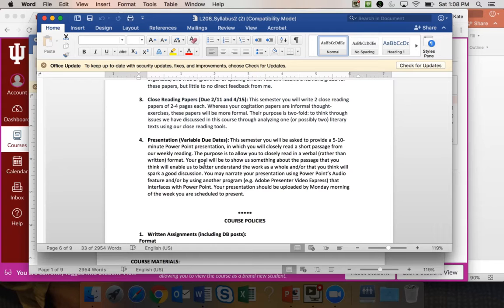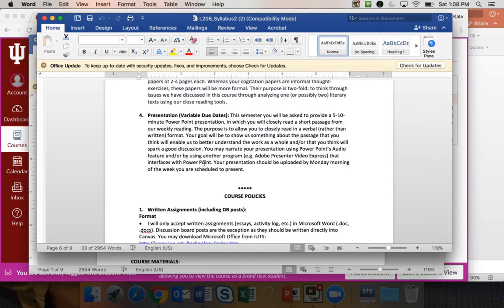Your goal is to show us something about the passage that you think will enable us as a class to better understand the work as a whole, or that you think will spark a really good discussion. Now, you can narrate your presentation using PowerPoint's audio feature, or by using another program such as Adobe Presenter Video Express, which interfaces with PowerPoint. I'll be giving you more instructions on this assignment as we go through this course. But as a note, your presentation should be uploaded by Monday morning of the week that you're scheduled to present.